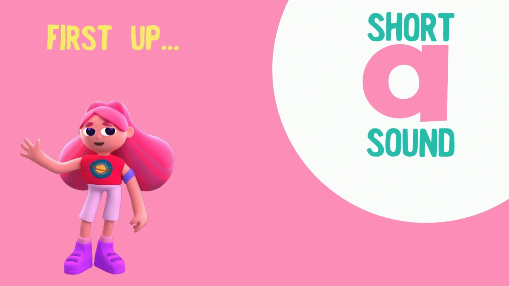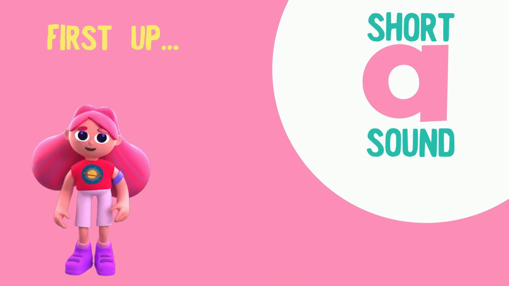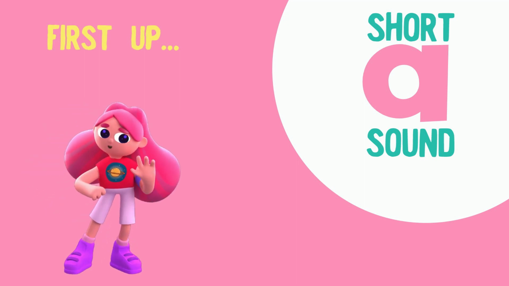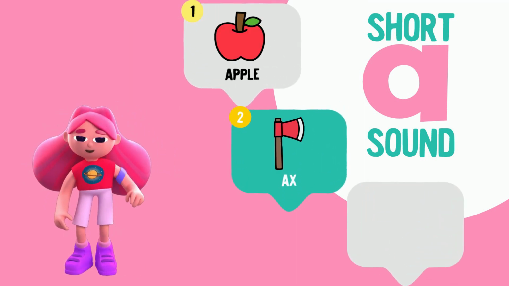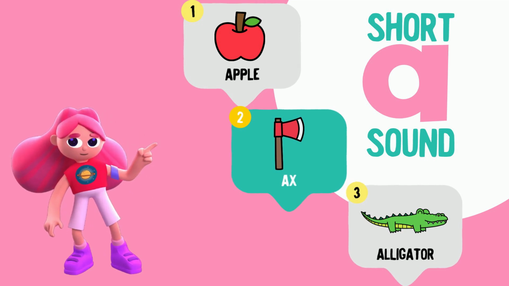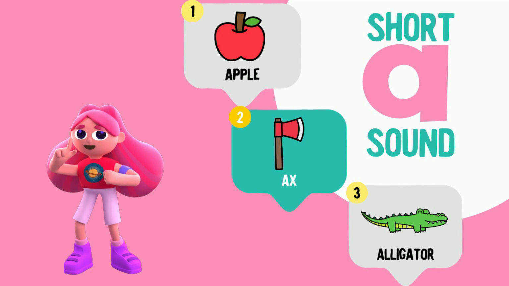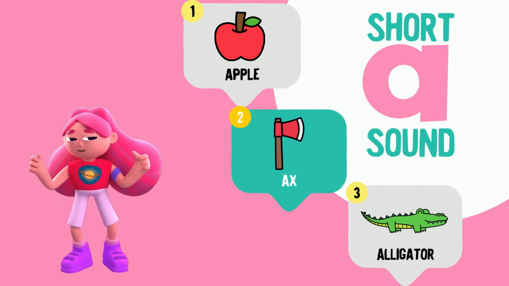First up is the short A sound. Ready? Ah. Here are a few words that start with the short A sound. Apple, axe, alligator. Let's say those words together this time. Apple, axe, alligator. Great job!